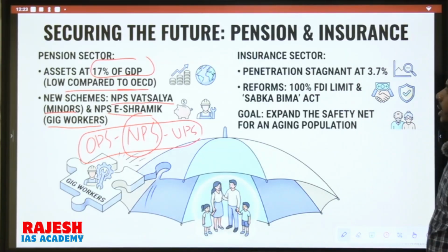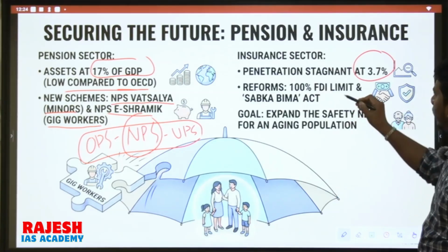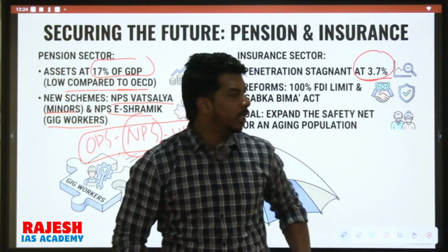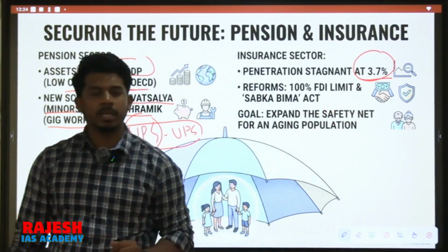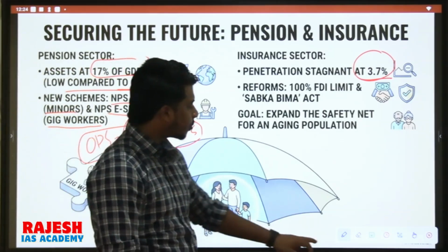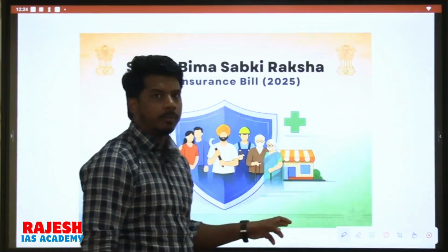Now insurance penetration is very low. Out of all Indians, only 3.7% have insurance. So that is very low. Everyone should have insurance. Because insurance is very low, what is the government doing?